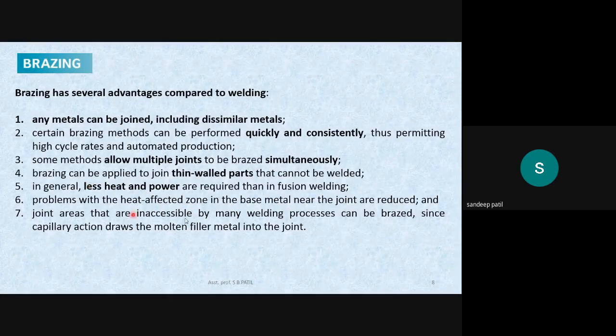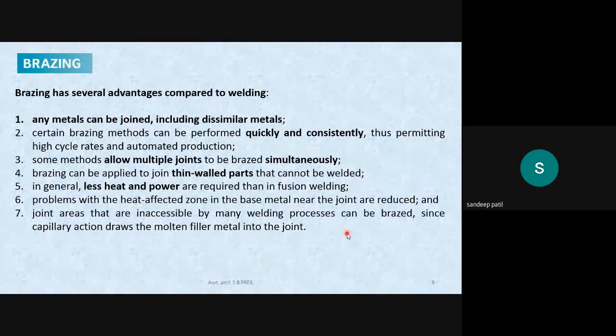The heat affected zone is a zone which is formed due to the heating at the location where we are going to weld or braze. Definitely in welding, the base metal as well as the filler metal is going to melt, so the heating temperature is obviously somewhat higher. But here only the filler metal is going to melt, so the heating temperature is less. Hence, the heat affected zone in the base metal near the joint is also reduced. And joint areas that are inaccessible by many welding processes can be brazed.